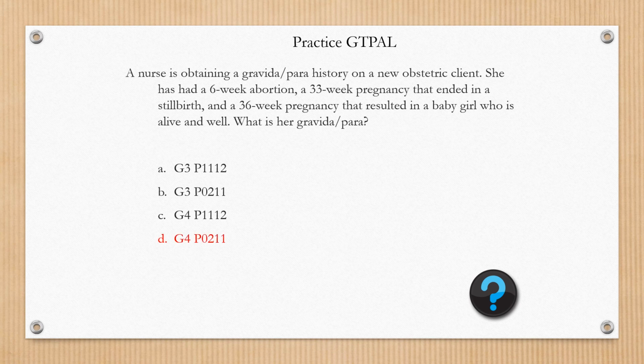Okay, she was pregnant 4 times. There were no terms. 33 weeks, 36 weeks is not term, 6 weeks is not term, so none in that term column. 2 in the preterm from the 33-week and the 36. 1 in the miscarriage or abortion column from the 6-week abortion, and only 1 in the living because that 33-weeker was a stillborn.